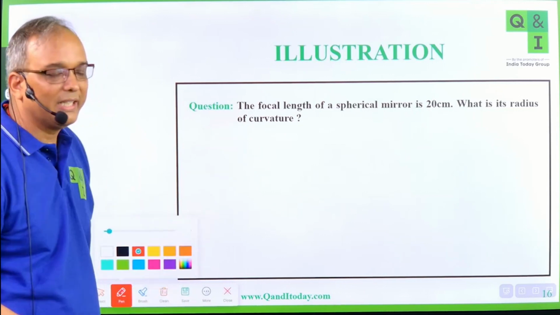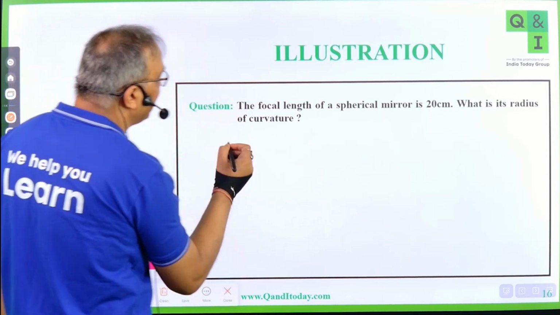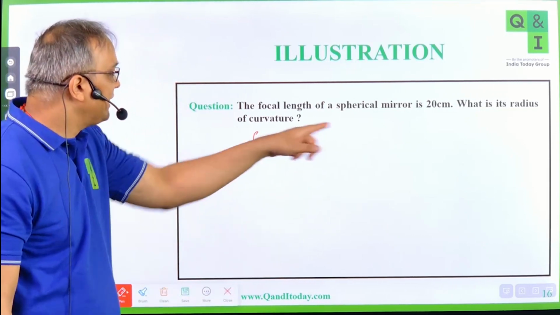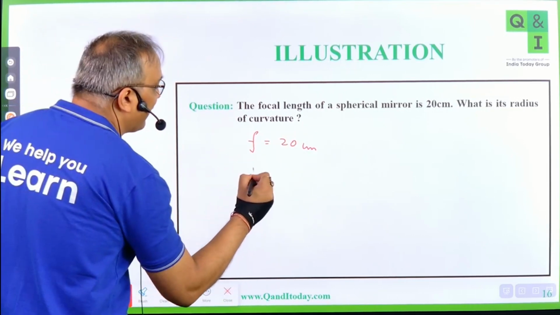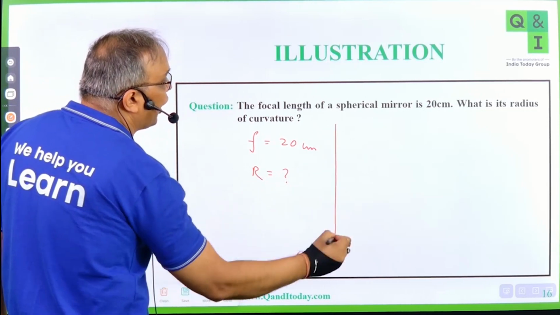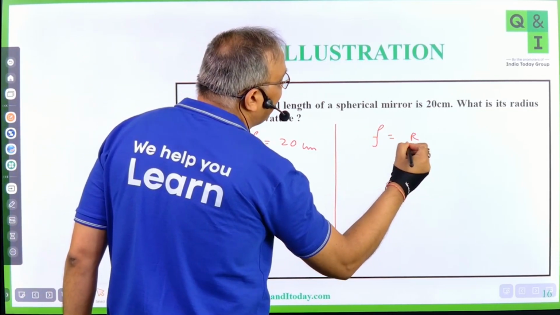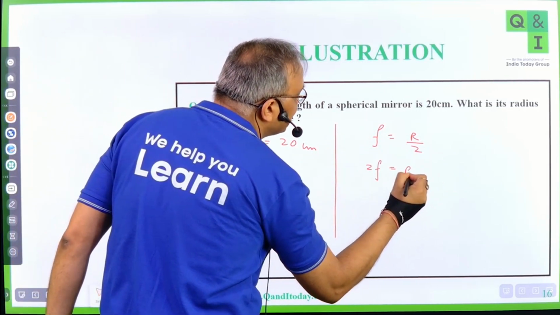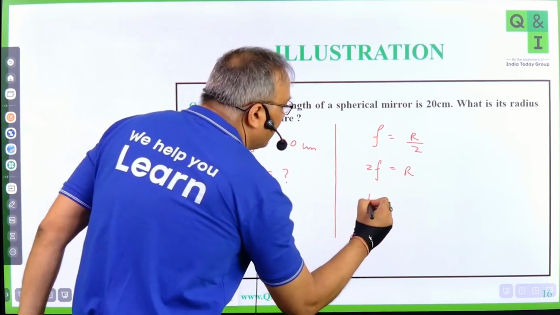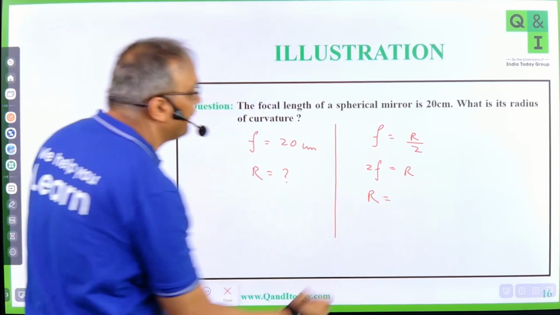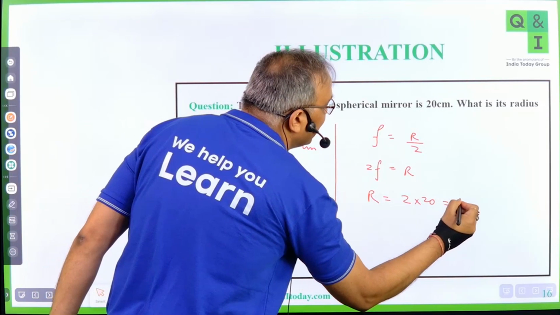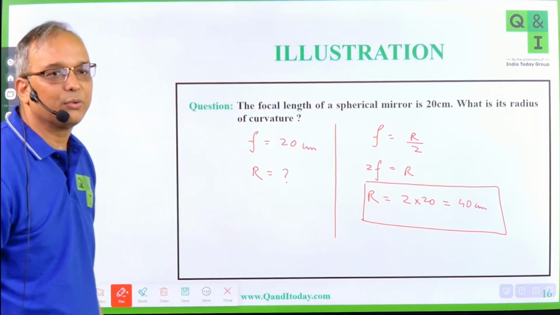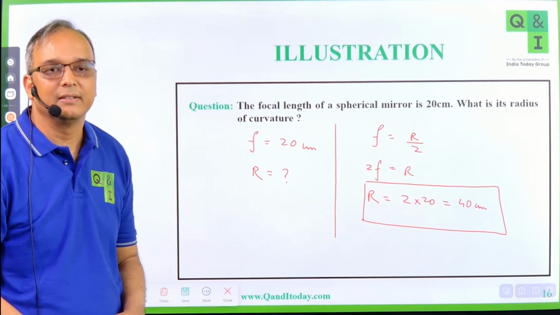So let's see what is the question here. The focal length of a spherical mirror is 20 centimeters. So F is equal to 20 centimeter. What is its radius of curvature? So you have to find R here, right? Now the relation which we have seen is F is equal to R by 2. If I take 2 on the other side, you have 2F is equal to R. Now you have to calculate the value of R, and the value of F is already given. So 2 into 20 will be equal to 40 centimeter. So this is what had been asked in the question, and this is how you solve it.